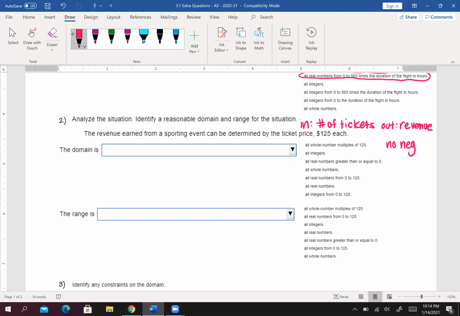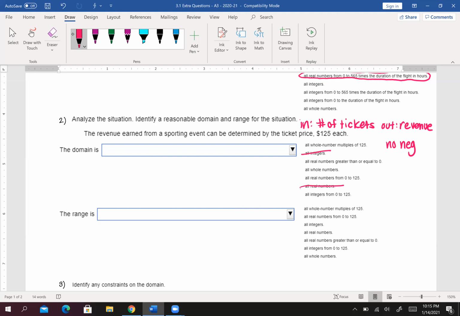And let's get rid of our options that have negative numbers. So all whole numbers, that's fine. That's 0 and above. All integers. Integers implies the positive and the negative whole numbers. So let's get rid of integers. All real numbers greater than or equal to 0. So that is implying it's positive. All whole numbers is positive. All real numbers from 0 to 125 would be positive. And all real numbers, that's too broad because that can be negative numbers in there. So get rid of that one. And then all integers from 0 to, so those are only positives. That's okay. What's next? We did negatives.